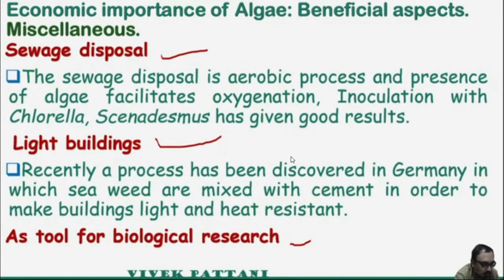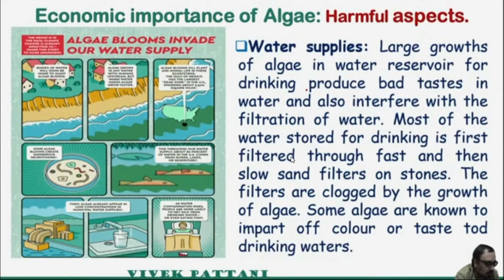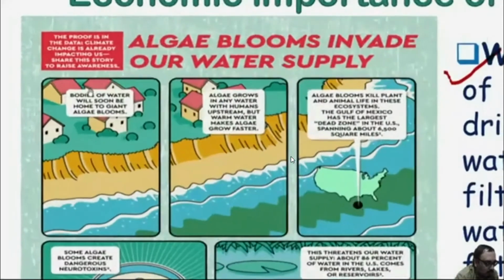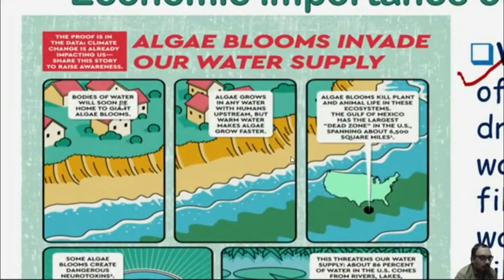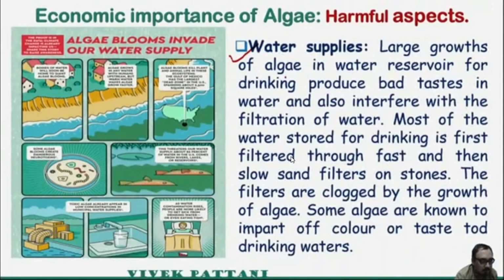Now moving forward, they have an important role in ecology also, because they are part of an important food chain. Now comes the harmful aspects of the algae. We are going to discuss the harmful aspects of the algae. Algal blooms. What are algal blooms? Algal blooms are simply the large growth of algae in the water reservoirs.